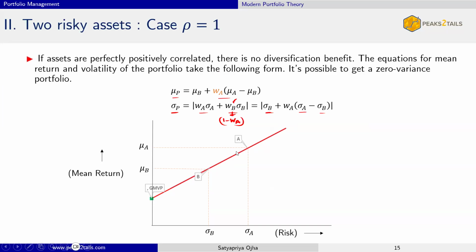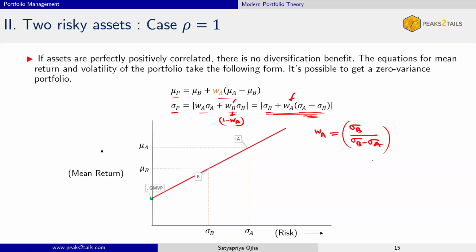And it is possible to have a zero variance portfolio. Okay, the GMVP, Global Minimum Variance Portfolio, will have a variance of zero. It is possible. Okay, and what is that value? It's very easy. So if you look at sigma p equation, when does sigma p become zero? For what value of WA? WA equal to sigma, so this whole thing will be zero, right? Sigma B divided by sigma B minus sigma A.